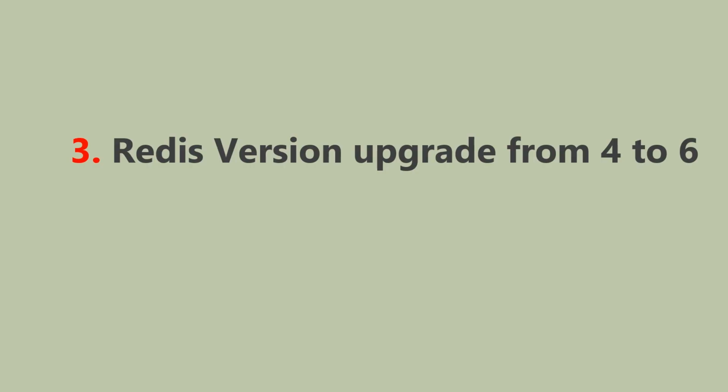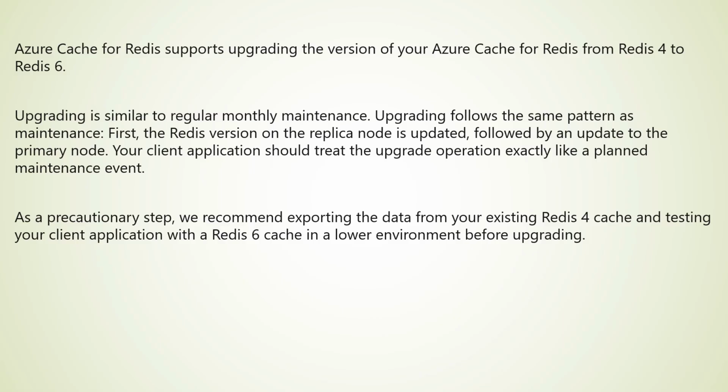3. Redis version upgrade from 4 to 6. Azure Cache for Redis supports upgrading the version of your Azure Cache for Redis from Redis 4 to Redis 6. Upgrading is similar to regular monthly maintenance and follows the same pattern. First, the Redis version on the replica node is updated, followed by an update to the primary node. Your client application should treat the upgrade operation exactly like a planned maintenance event. As a precautionary step, we recommend exporting the data from your existing Redis 4 cache and testing your client application with a Redis 6 cache in a lower environment before upgrading.